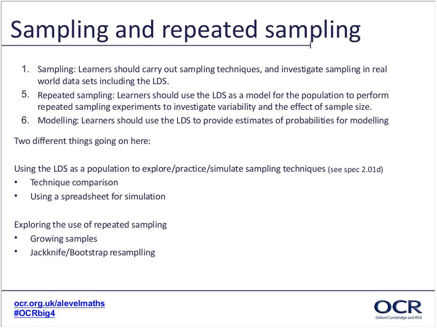Second thing is sampling and repeated sampling. There's 2 different things going on here. One thing that I want to pick up on here is that, of course, the large data set is a population. It gives you, nominally speaking, the whole population of England and Wales in 2001, 2011, and the data on them. So sampling does seem like a strange thing.